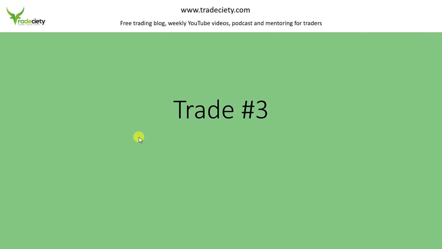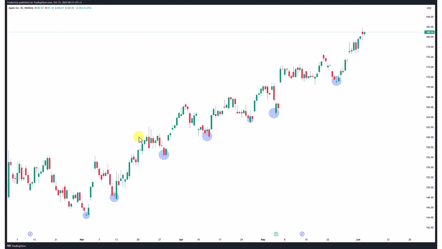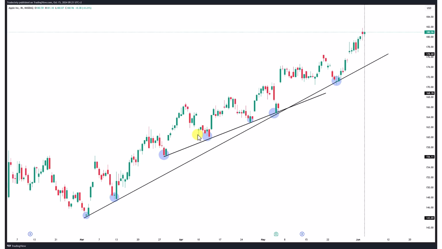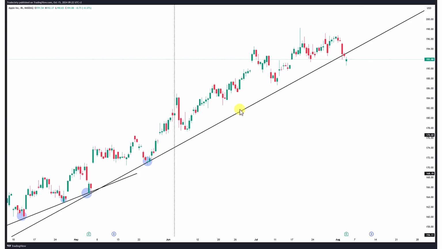Here's the trade number 3. Again, we're in an uptrend. We look for the swing points here that stand out. We try to connect the swing points. We get 2 different trend lines, a major trend line that is much longer, and then a shorter term trend line that is not as steep. And now we see that the trend line is being broken.